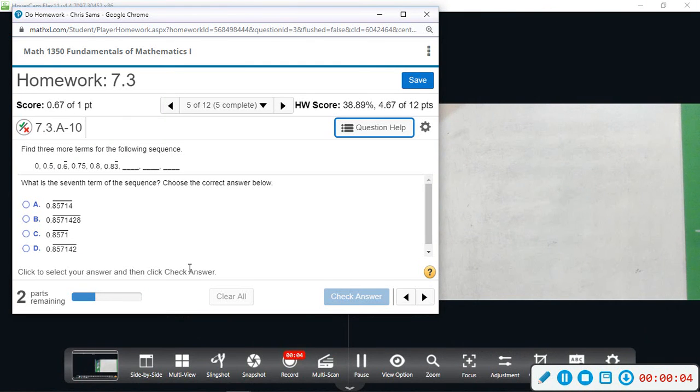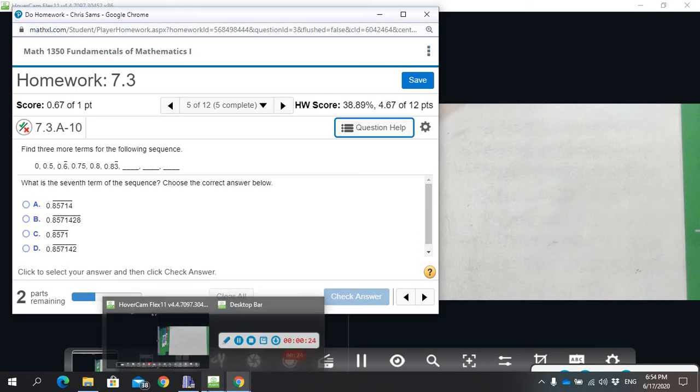All right, number 5, we want to find 3 more terms for the following sequence. And so these are decimals. I want to kind of see what's going on here, or what they are as fractions. These I'm kind of familiar with. These are some common fractions. If you're not, you might want to use technology to help you see what's going on.